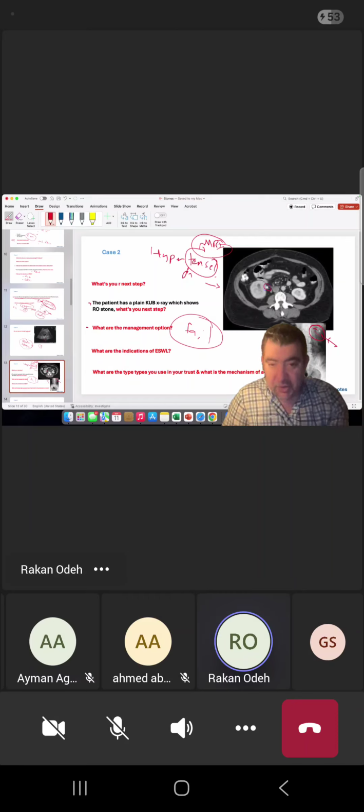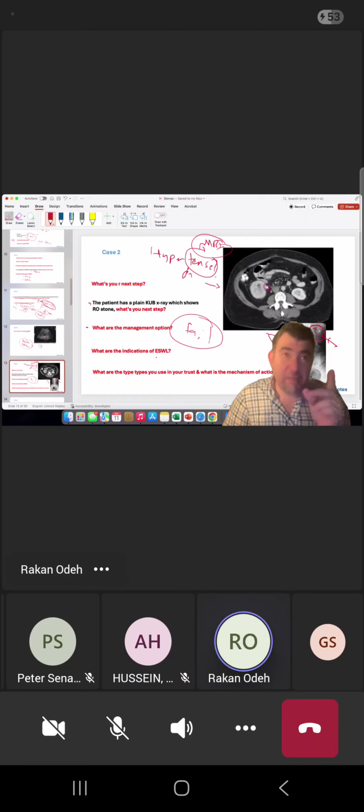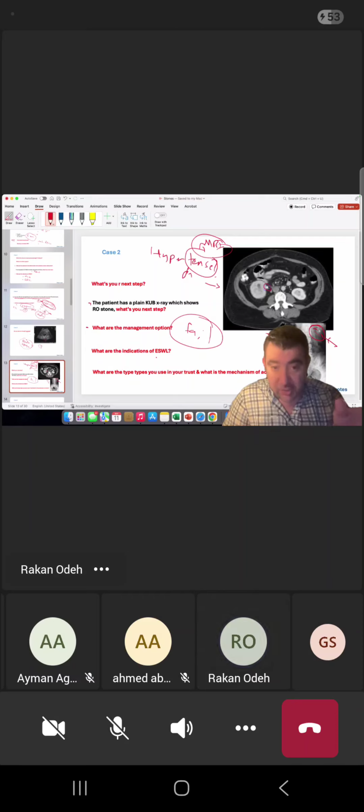Sure. Very good. So what is the indication of shockwave lithotripsy for ureteric stones? NICE guidelines say if it's a ureteric stone, if it's less than 1 centimeter, in any part of the ureter, there is no signs of obstruction, no sign of infection. Yes. Okay, remember something. The obstruction is a little bit debatable because all stones will cause obstruction.